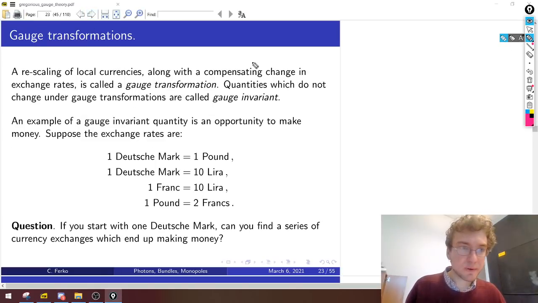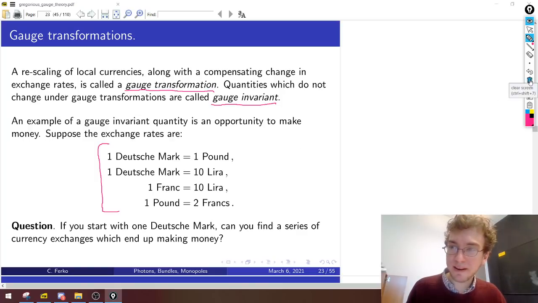So that type of transformation I just described, where we rescale local currencies and also change the exchange rates, is called a gauge transformation. Any quantity which does not change when you make such a transformation will be said to be gauge invariant. So here I want to pause a little bit and give you a challenge to think about. I hope this isn't too infantilizing, but I think it's a little fun to think about this exercise. So one gauge invariant quantity is making money.